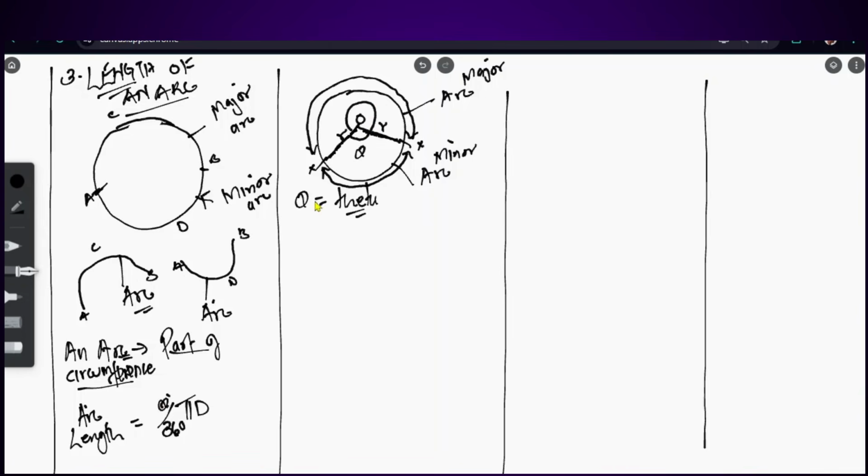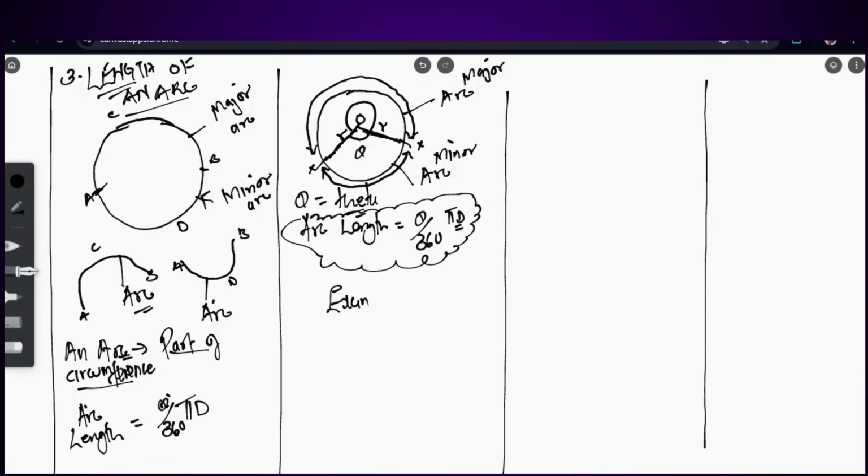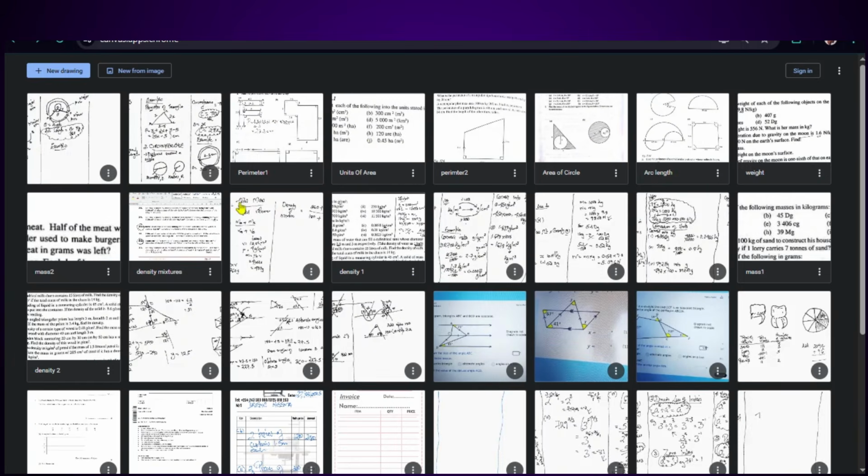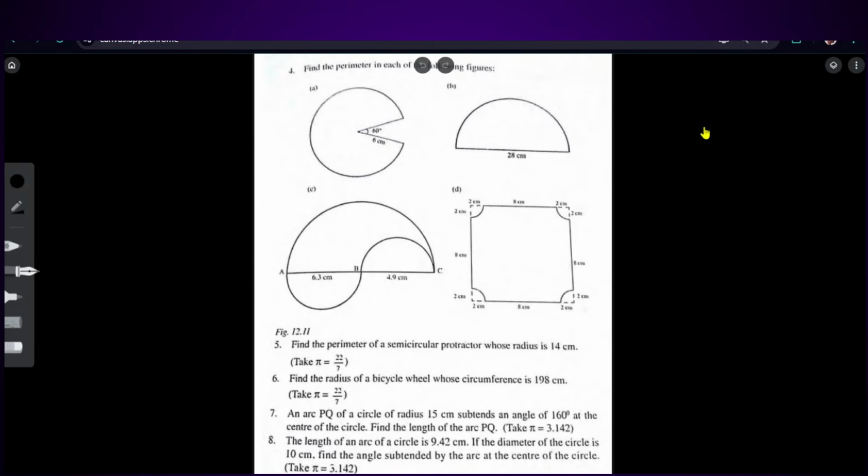So make sure you get this formula: arc length is the same as theta all over 360 then pi d. This pi d was for a full circle, but now this one gives me the fraction of the circumference that you are having there. So we have an example for that. We have a number of examples. Let me pick one or two examples here, then we see what that one means.